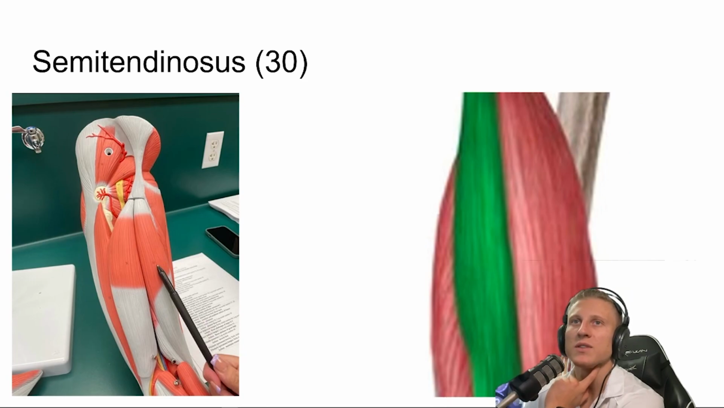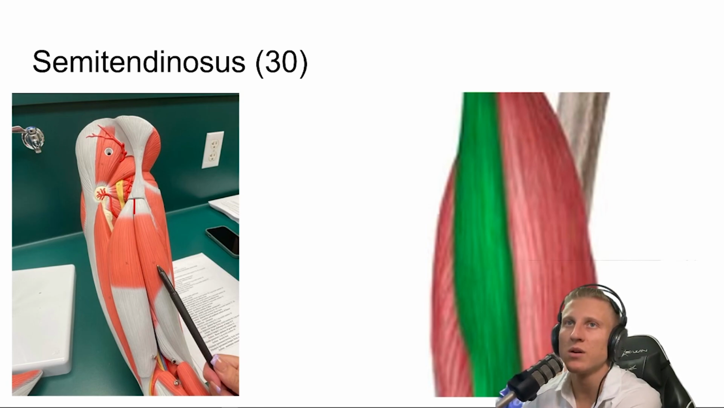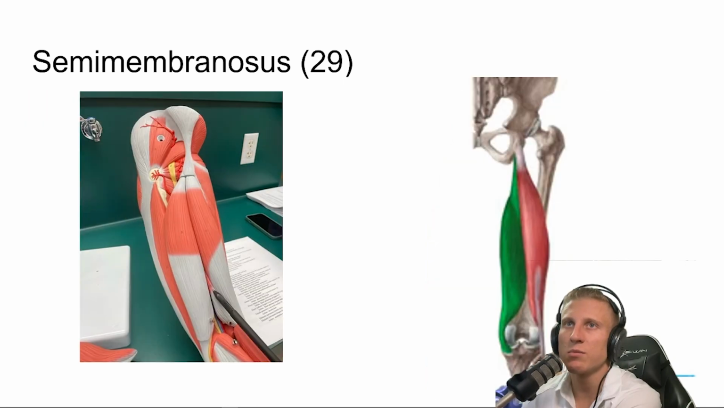All right. Then we have the semitendinosus. I think the mnemonic I like to use for this is the tendinosus is on top. Tendinosus on top, and then membranosus is below. So it is this big guy right here. And let's see what they do for the semimembranosus. Yeah, membranosus. Okay. So it's going to be this little portion.